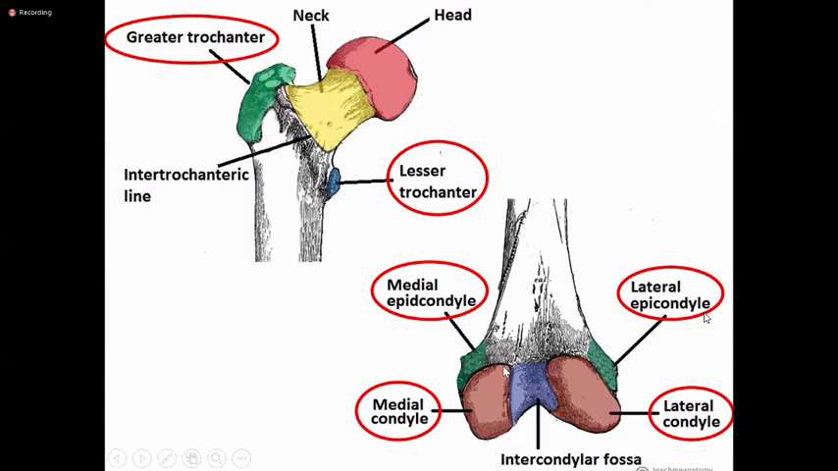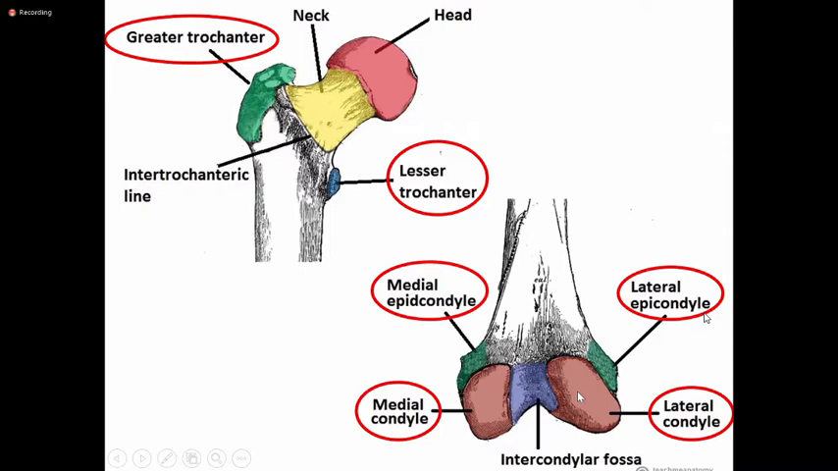The word epi means upon. These epicondyles are present upon the condyles, hence they are called epicondyles. The medial and lateral condyles of the femur mainly help in the formation of the knee joint. They articulate, meaning they join with the tibia below and form the knee joint. They are mainly articular, whereas epicondyles give attachment to the muscles and the ligaments.